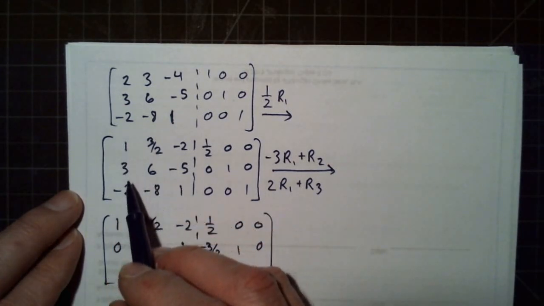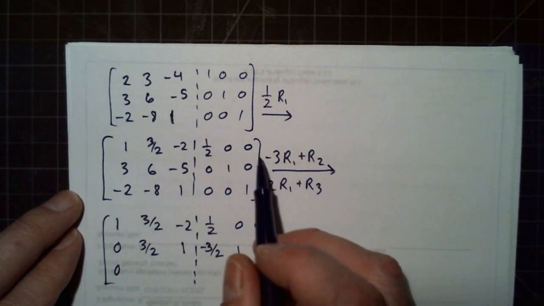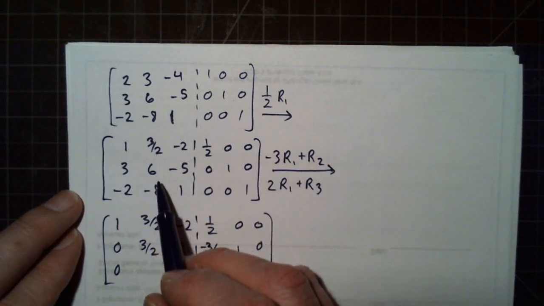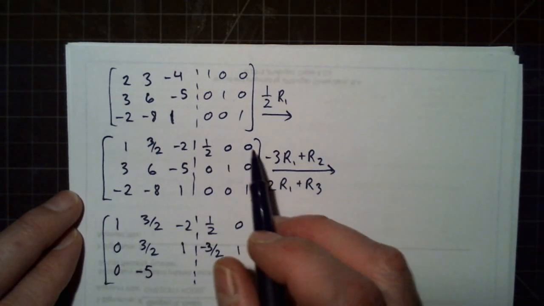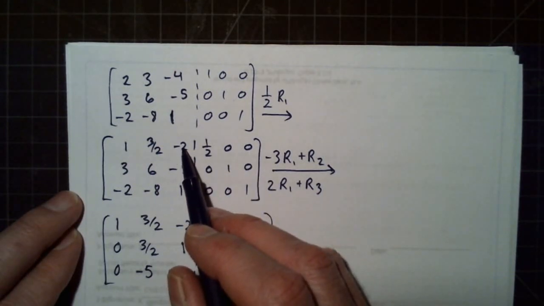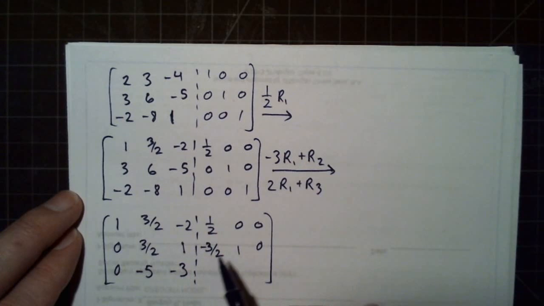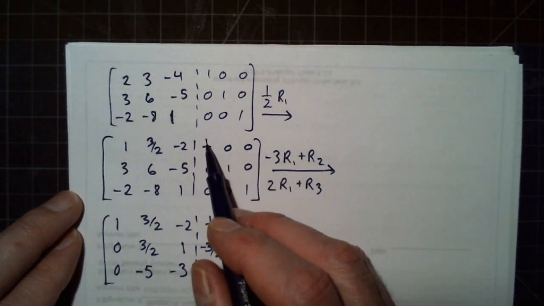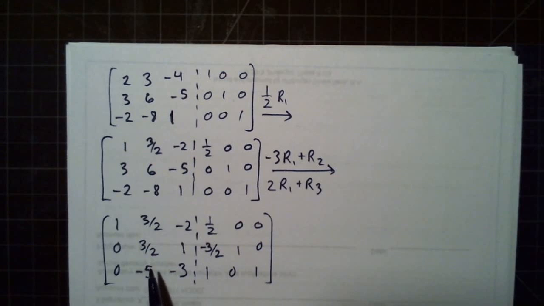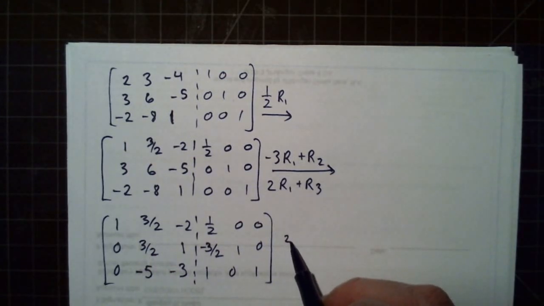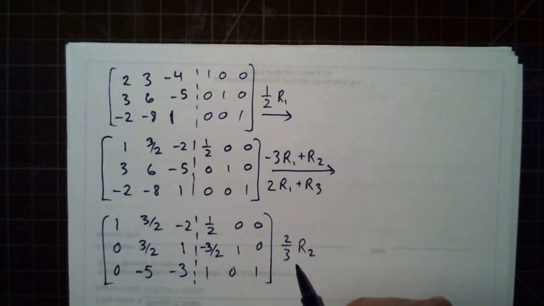Two times 1 minus 2. 2 times 3 halves is 3 minus 8. 2 times negative 2 is negative 4 plus 1, negative 3. 2 times a half is 1 plus 0. 0 plus 0. 0 plus 1. Now we need to change that into a 1, so we will go 2/3 row 2.